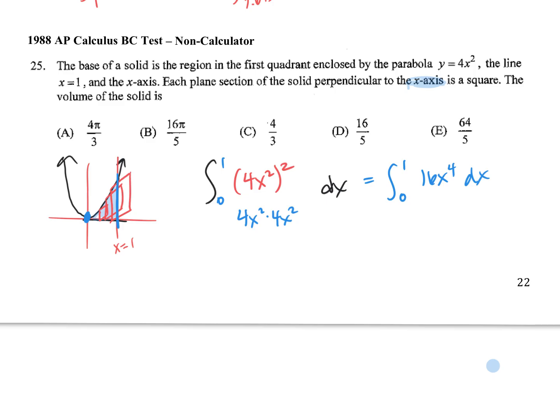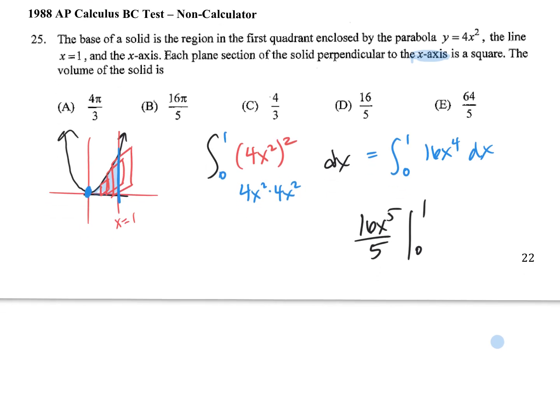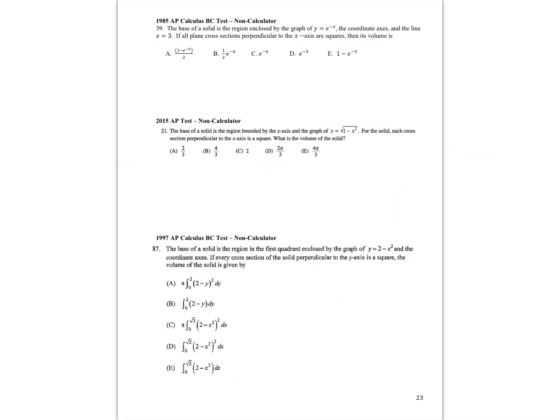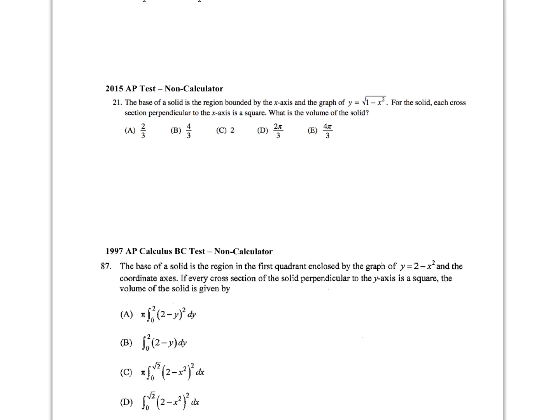Okay, you guys, let's go. Let's do this. We got this. Integral of 16x to the 4th would become 16x to the 5 over 5. You got it. From 0 to 1. We're going to plug in a little upper bound minus a lower bound. That lower bound's a joke. Are we just getting 16/5? Yeah. Beautiful. Let's skip 1985. Let's go to 2015.